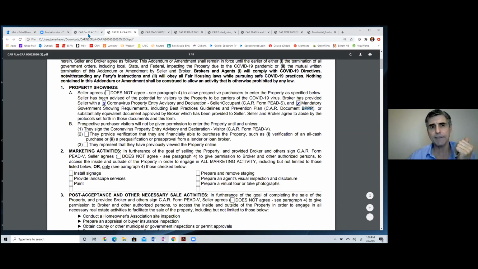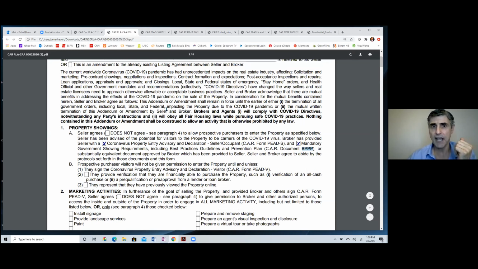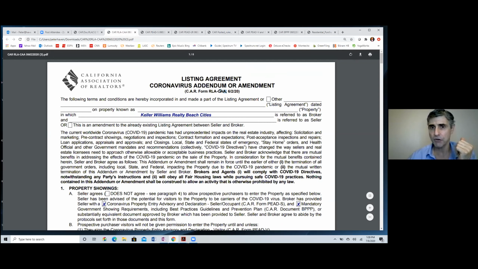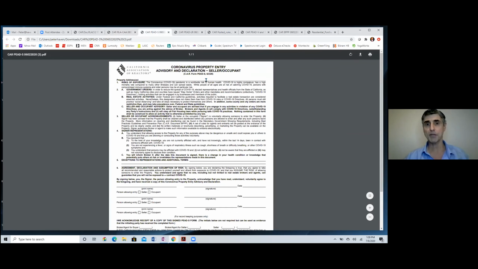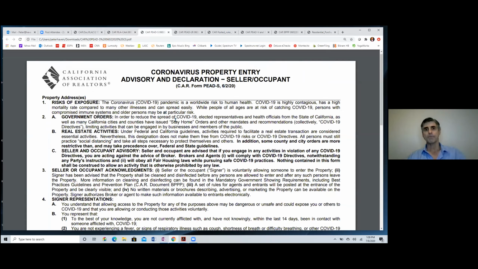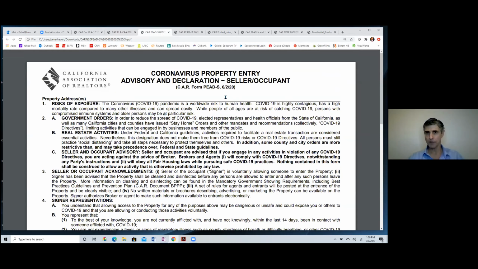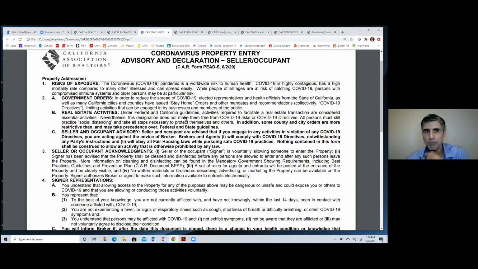So presuming we get the listing agreement executed, and presuming we get the CAA, the residential listing agreement addendum for coronavirus or amendment, then the next step is you have your seller sign off on the PEAD-S. This is the PEAD for the seller occupant. This particular PEAD form is a page long, so that's good. This one, as I said, was revised on June 2nd, and it goes through the same basic things.